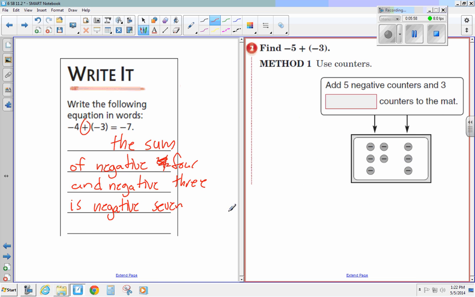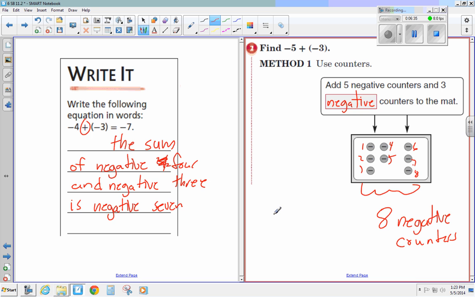All right, here's another example. This time we're going to use counters to add up the negatives. So add 5 negative counters and 3 negative counters to the mat. So here's 5 negatives, here's 3 negatives. All together, when I'm counting here, 1, 2, 3, 4, 5, 6, 7, 8. There are 8 negative counters. And if there are 8 negative counters, the answer is -8.